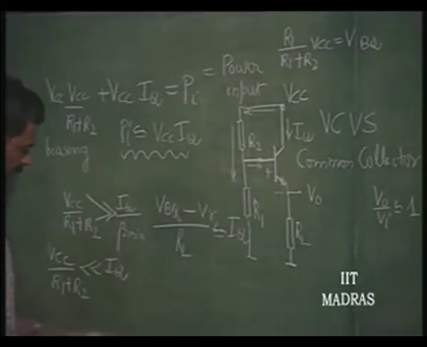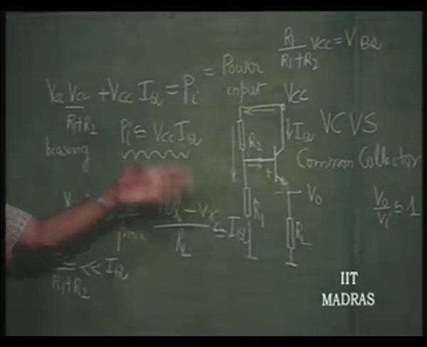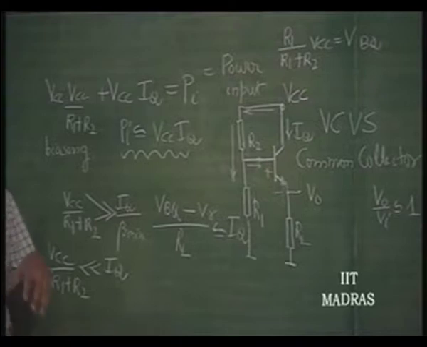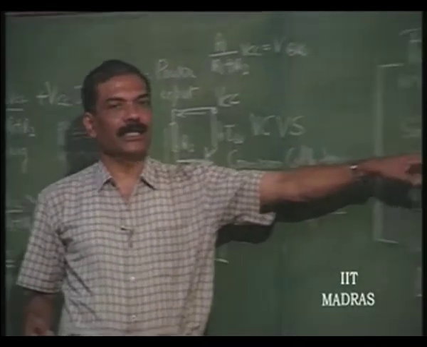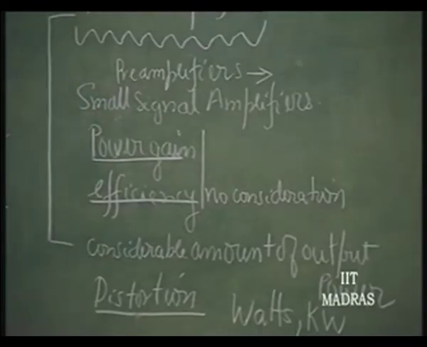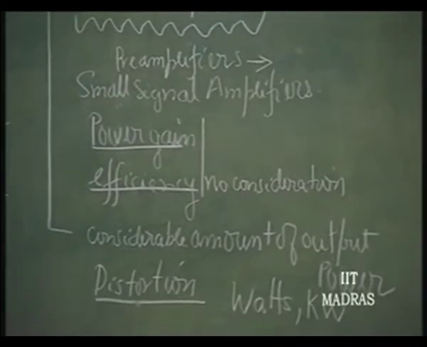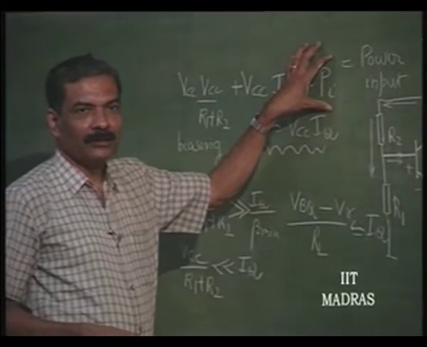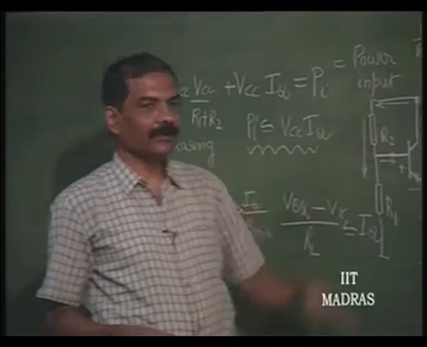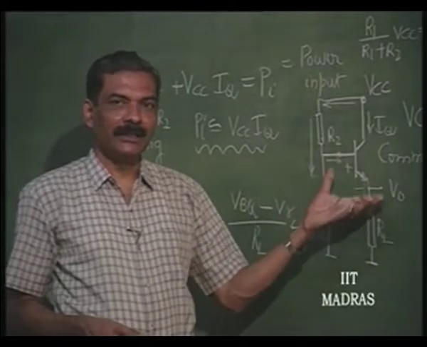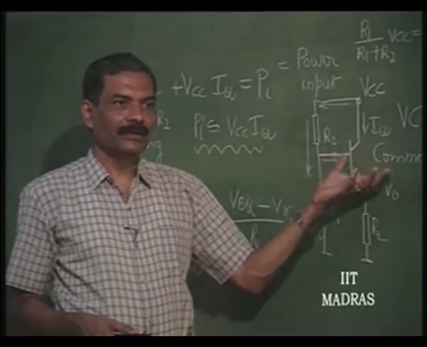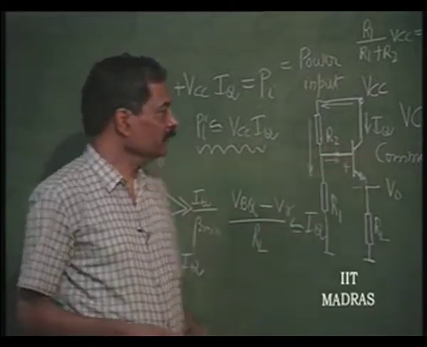This aspect of deciding about all these currents were of trivial nature when we were designing this so called small signal amplifier. We never bothered about that, and we never bothered about the power input at all. That was because the IQ was very small compared to what was necessary in the case of a power stage, which is the final stage.